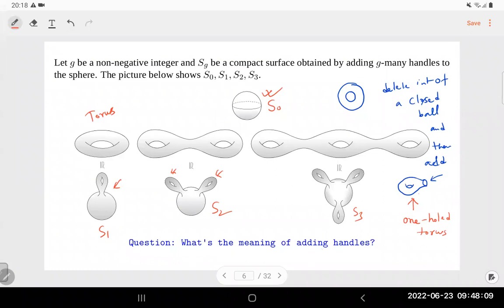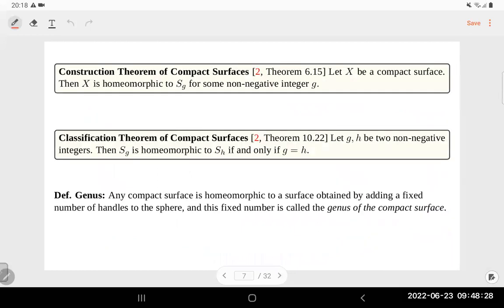You can make it precise. I'm not going to define what adding handles means. It is just a quotient space, obtained after identifying this boundary with this boundary, or here two boundaries. Okay, so what are all compact surfaces? Recall that I assume surface means without boundary. So the classification theorem says that if you are given a compact surface, then it is homeomorphic to some S_g.